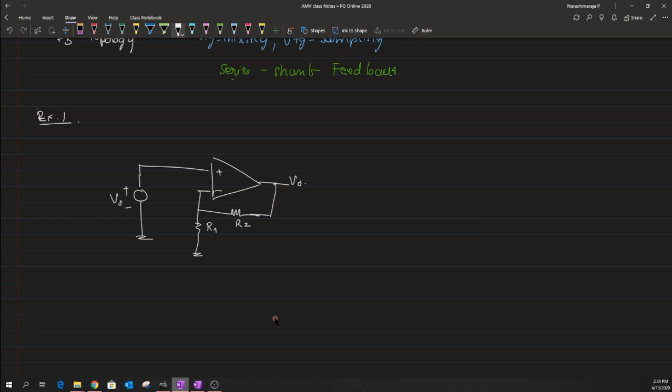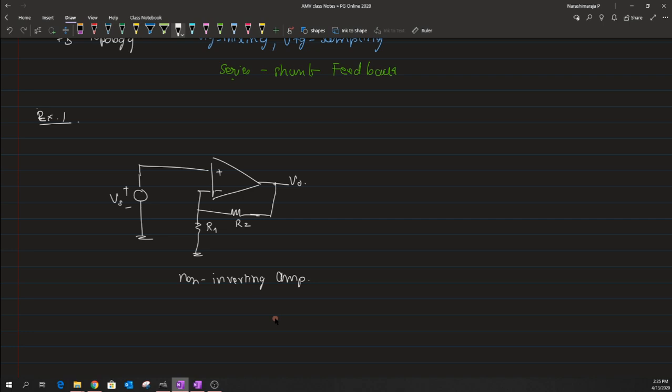Now, can you identify what type of amplifier it is? Basically this is a non-inverting amplifier, but what type of feedback has been used here, what are we sampling, and what are we trying to mix? That is where we can identify whether it's a voltage amplifier with series shunt feedback or something else, right?